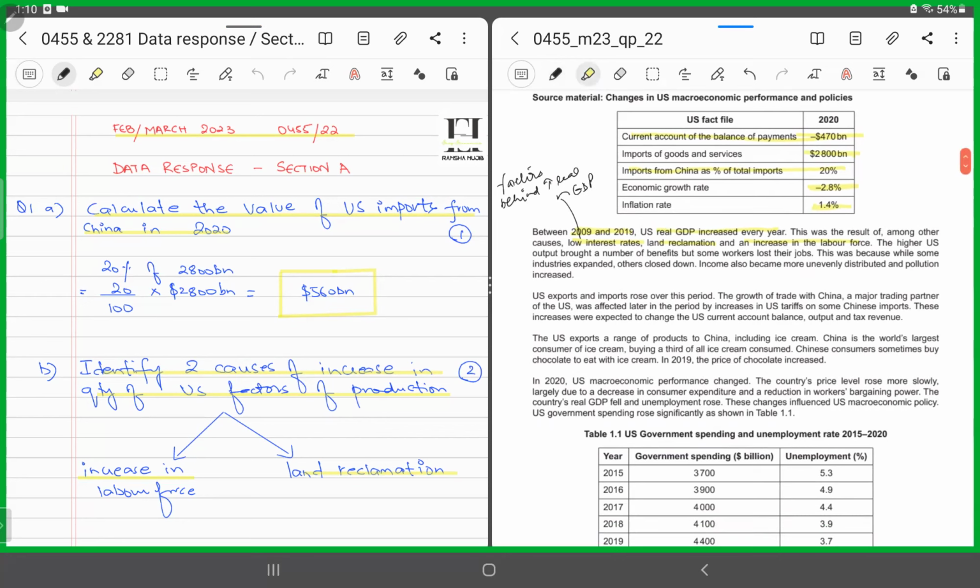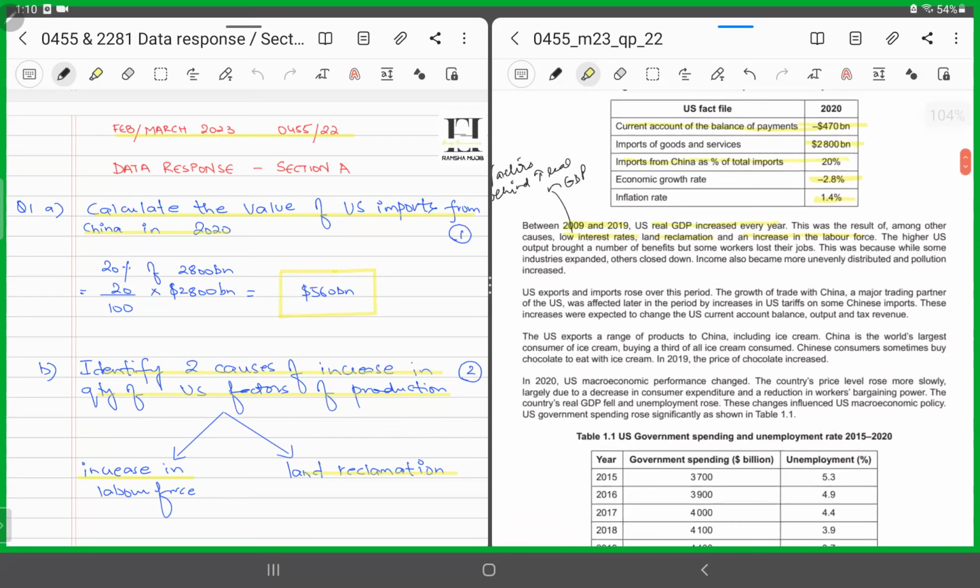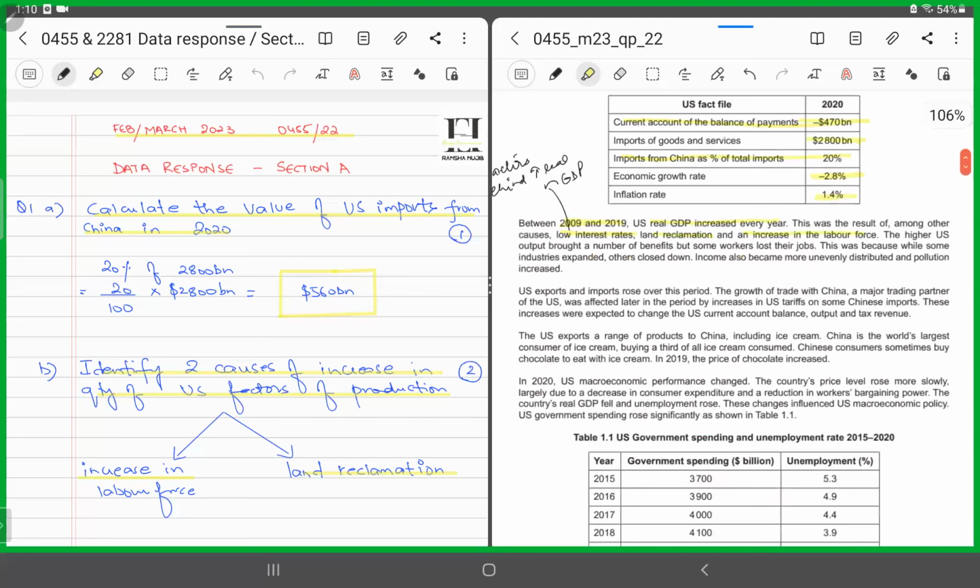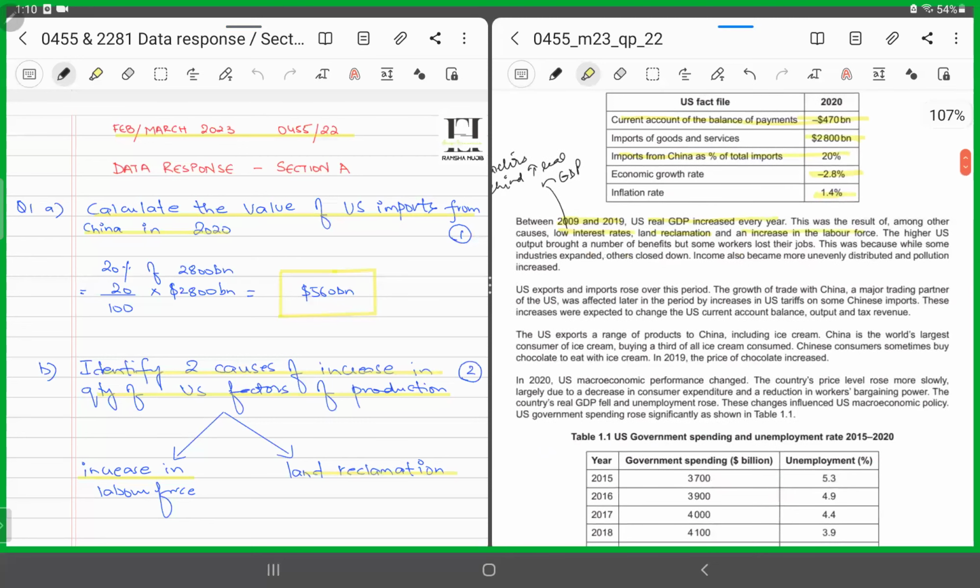What did they further say? The higher US output brought a number of benefits. Now they're saying GDP was increasing, but some workers lost their jobs. So now this is a negative point. This was because while some industries expanded, others closed down. Income also became more unevenly distributed and pollution increased.